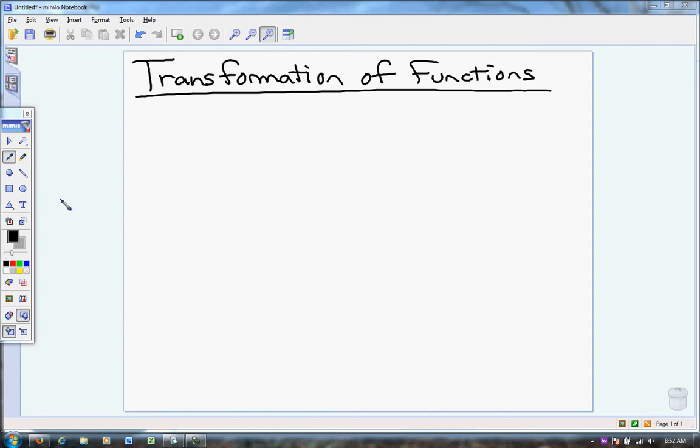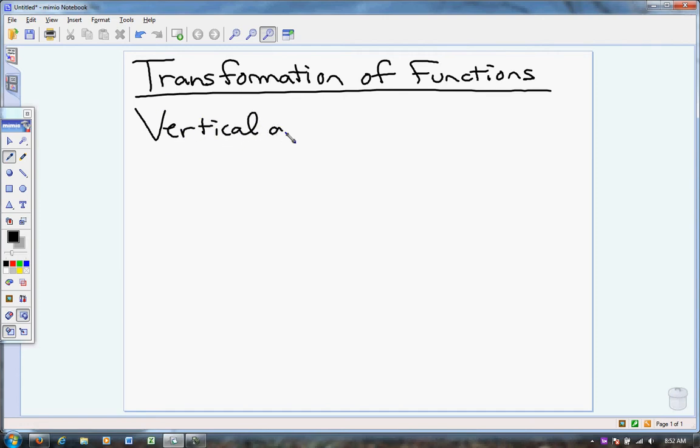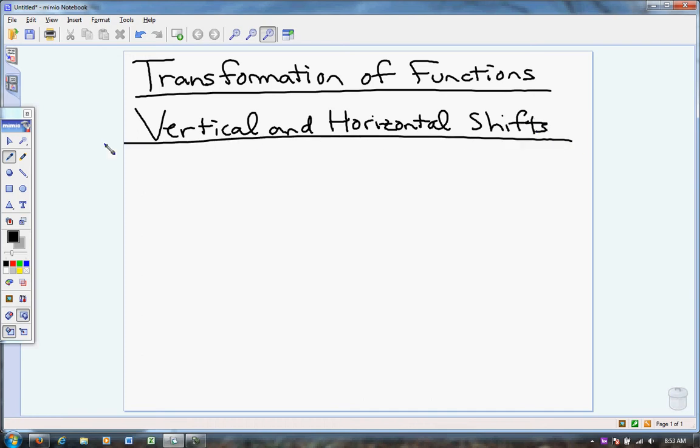Today we start learning how to move our functions around graphically. We're going to start off here with the easy shifts, which will be the vertical and horizontal shifts. You've heard me refer to these before over the last few weeks. Now we're going to officially learn how to do this.